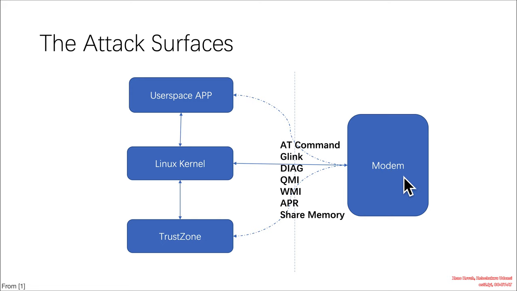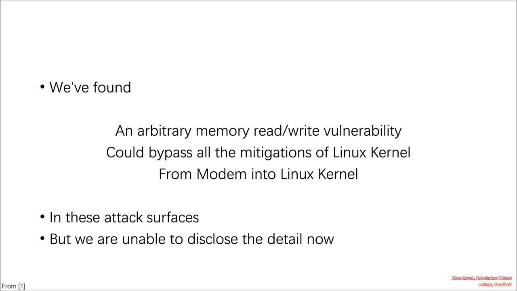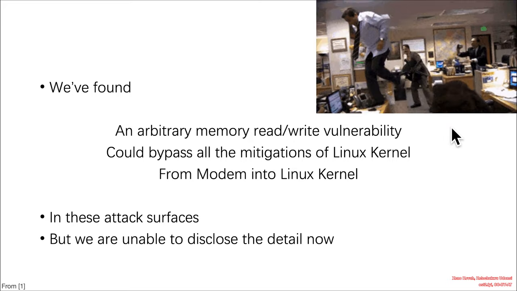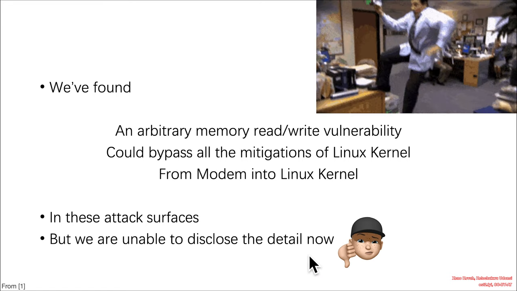So once you're in the modem, then you've got this variety of attack surfaces here, all sorts of different ways that the kernel talks to the modem, and user space apps or trust zone may or may not talk to the modem. And what they said is, we found an arbitrary memory read-write vulnerability that could bypass all the mitigations for the Linux kernel from the modem into the Linux kernel in these attack surfaces that they covered on the previous slide, but we are unable to disclose the details now. Well, boom, successful parkour, and everyone's happy, but boo to not disclosing the details.